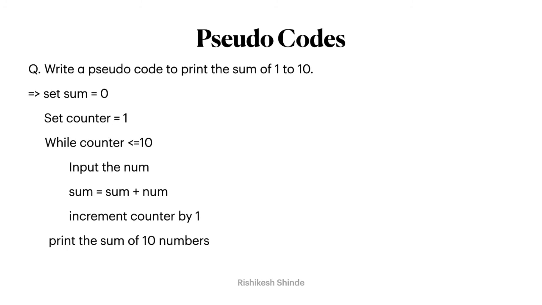The question is, write a pseudocode to print the sum of 1 to 10. In the first step, we will initialize the sum. We will set the sum to 0. In the second step, we will initialize the counter to count from 1 to 10. The counter will be set at 1. Now we will run a loop until our counter is less than or equal to 10. In this loop, we will add the number to the previous sum and the counter will be incremented by 1, and at the end we will print the sum of 10 numbers. So in this way we write a pseudocode for the algorithm.